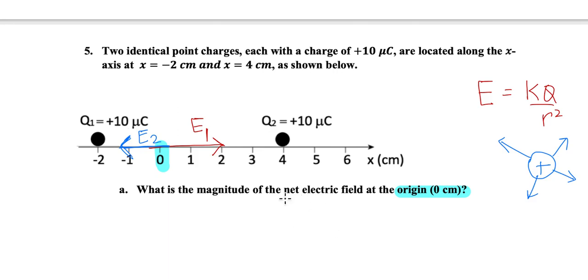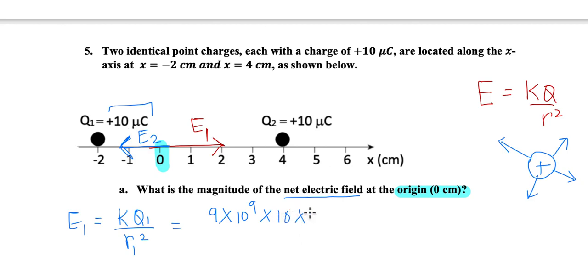Now we want to find the net electric field. So first we will find E1. E1 will be K Q1 over R1 squared. K is 9 times 10 to the power of 9. Q1 is 10 microcoulomb, so I'll write 10 times 10 to the power of negative 6 over R1.